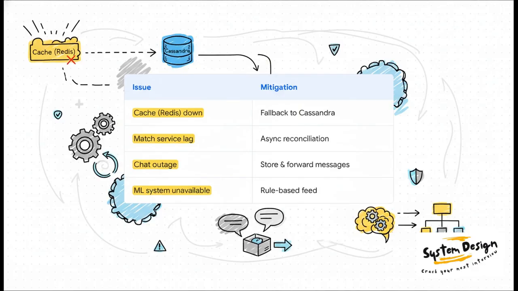If that super fast Redis cache goes down, no problem. It'll just check the main database instead. It might be a little slower, but it still works. If the fancy ML system is unavailable, it just switches to a more basic rule-based feed. The point is, your experience keeps going uninterrupted.